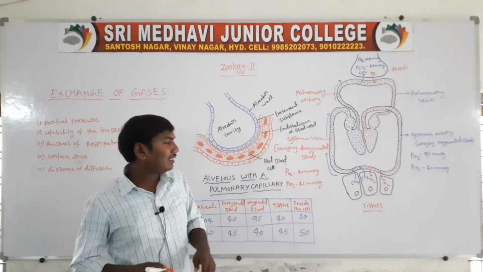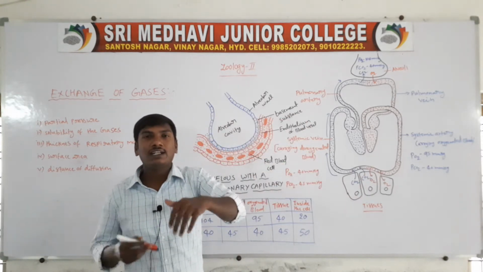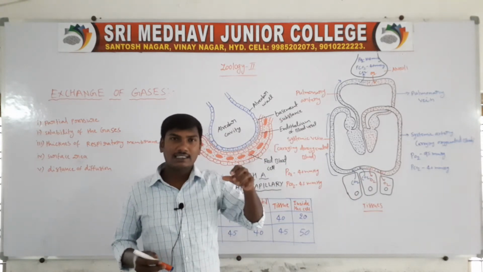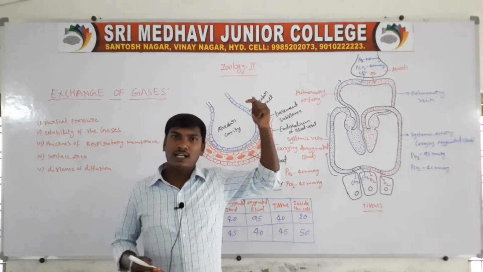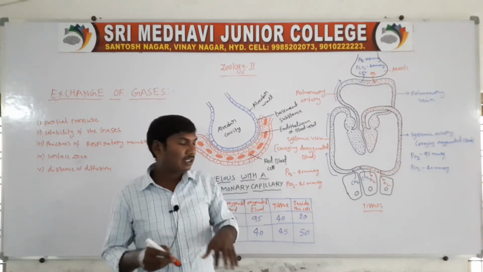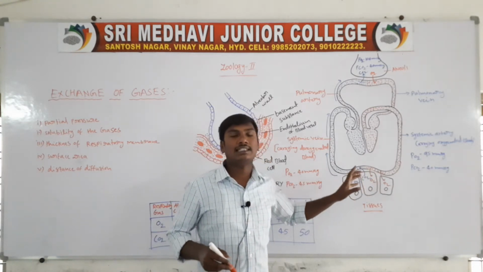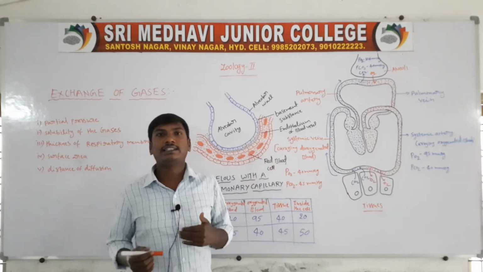Another area of gas exchange is at the tissue level. The blood transports the gases to the tissues through the circulatory system, from the lungs to the heart to the tissues. In the tissues, the gas exchange happens from blood to tissues.